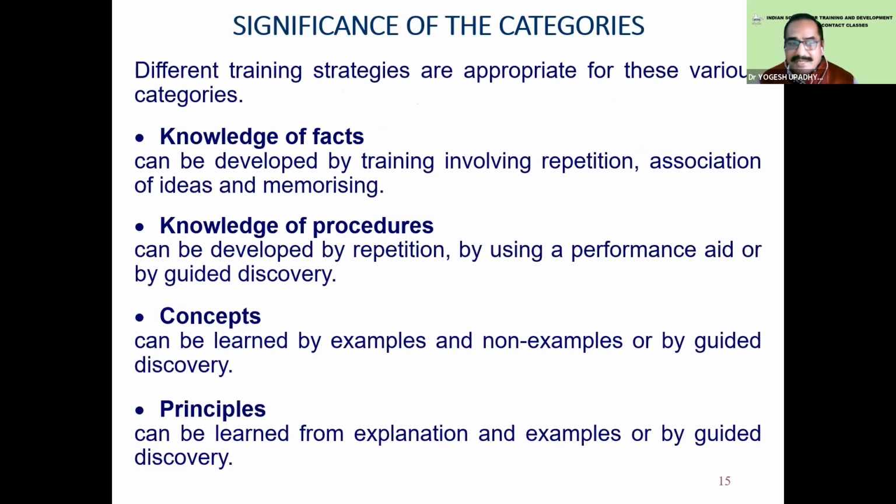Why are these there? Knowledge of fact can be developed by training involving repetitive association of ideas and memorizing facts. What is my name? If we are meeting one or two times, you will come to know. Knowledge of practice and procedure is developed by repeated practice, using performance aids or guided discovery, like typing, calculation, income tax. A concept can be learned by examples, non-examples, or by guided discovery. A principle can be learned by explanation and examples or maybe experimentation also. Experimentation we need.